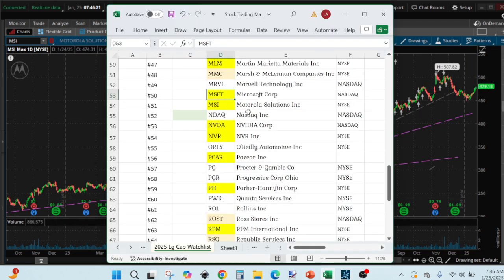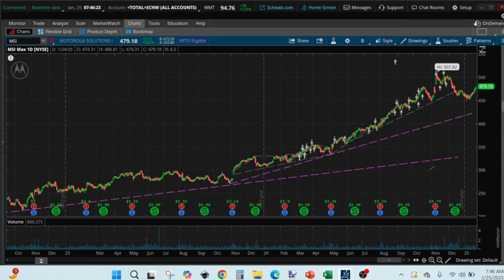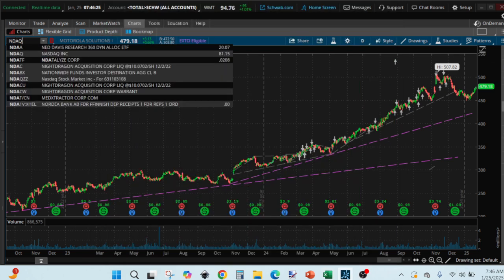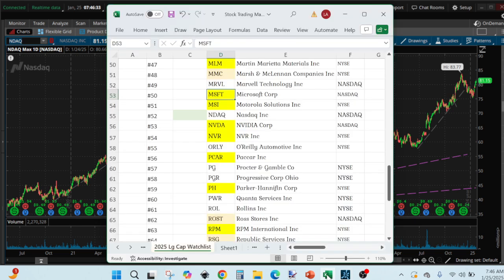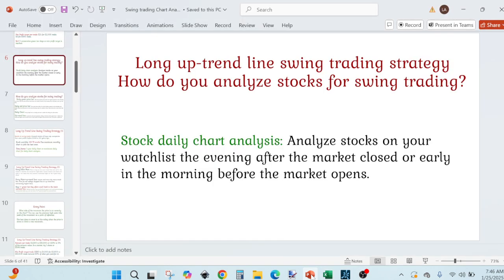The next one is NDAQ. NDAQ, we like to buy at either one of those two lines, but right now it's still going up. So we are going to end the video here and continue in the next one, analyzing the stocks. So this is how you can analyze the stocks if you are using an option and swing trading strategy.